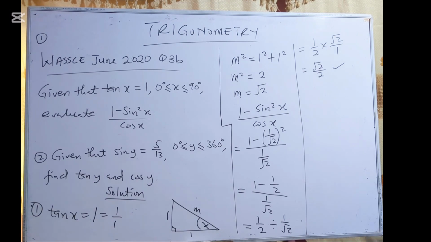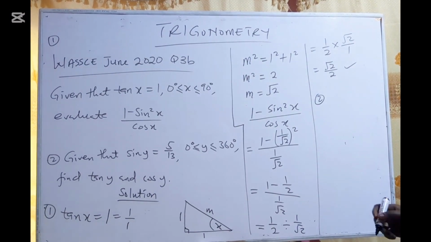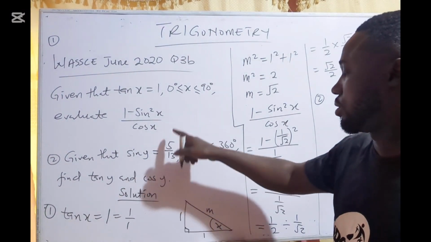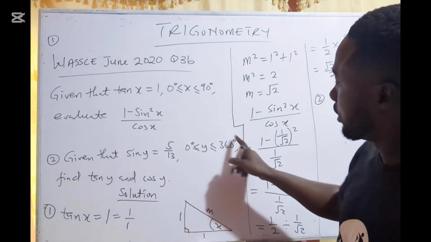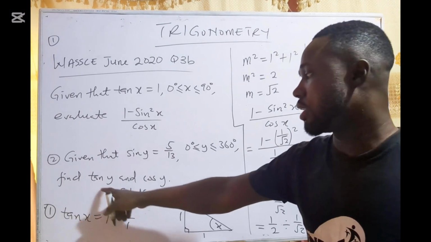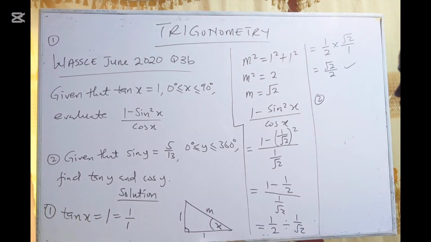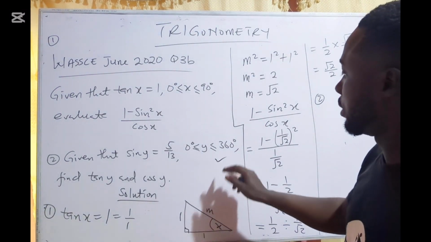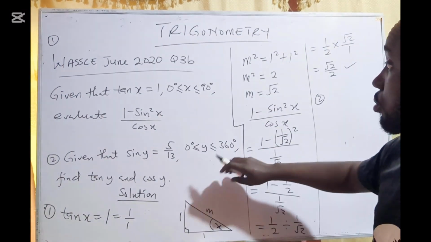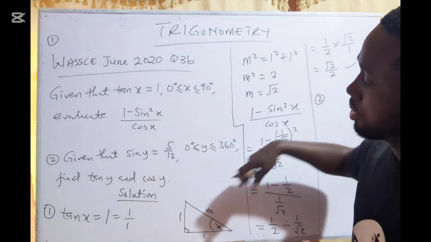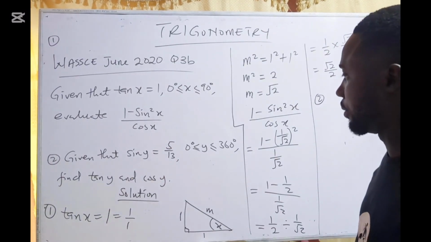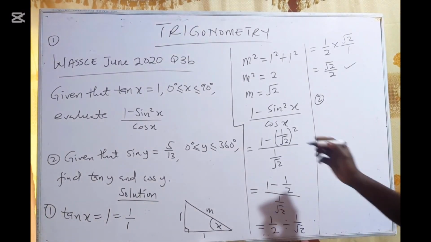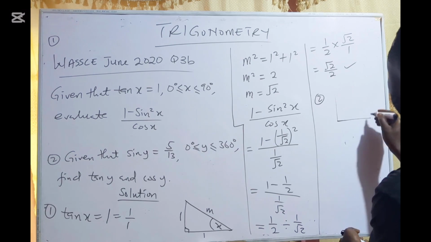If you get it, let's go to number 2. Given sin y is 5 on 13, where y is a general angle from 0 to 360, find tan y and cos y. Let's look at the question: the angle is not acute, it's not only in the first quadrant. It can be in all the quadrants, 0 to 360. So my sin y is 5 on 13, and you draw your right angle triangle.